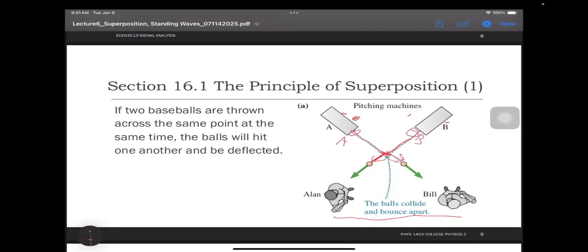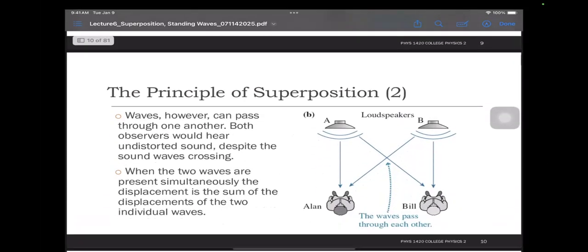Yeah, two balls cannot be in the same position. Does it make sense to you? Yeah, but for waves, it's not like that.